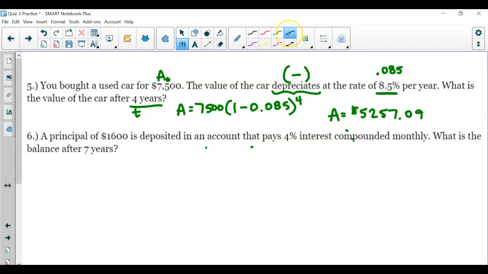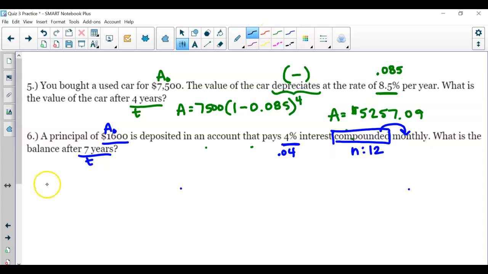So now question number 6. You have a principal initial amount of $1,600. So again, there's the initial. It's deposited in an account that pays 4% interest or 0.04, right? Move the decimal 2 times or divide by 100. But now notice how this interest is compounded. So when we have compounded, we have a value for N. And how often is this compounded? Monthly. So that means N is going to be 12. What is the balance after 7 years? So that is your T.